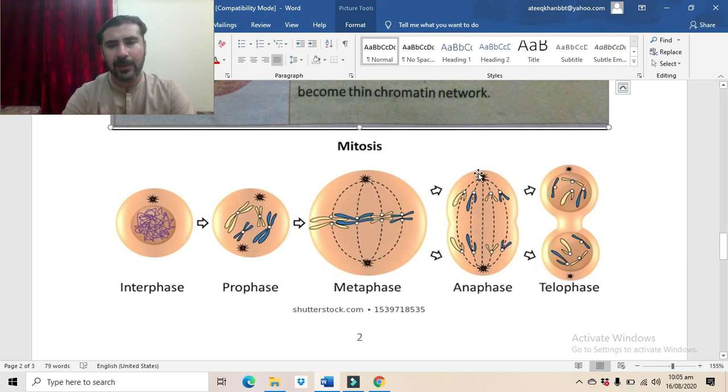This is the anaphase. The centromere splits and the chromosomes move toward the opposite ends, and this is the telophase, where the nuclear membrane will reappear, the nucleolus will reappear, the spindle fibers will be broken down, and the nucleus will be divided into 2 daughter nuclei.